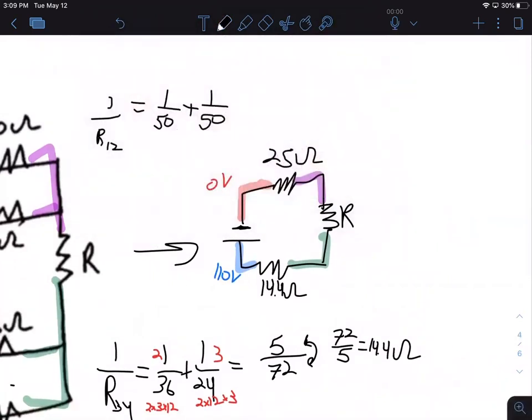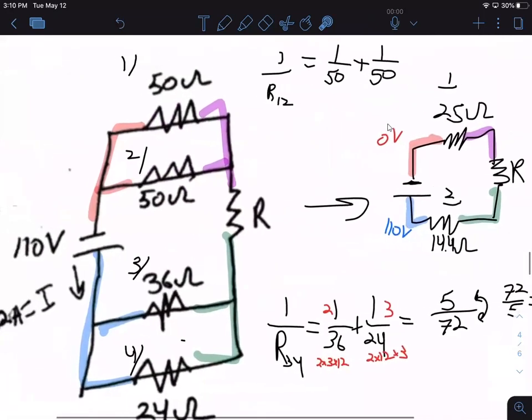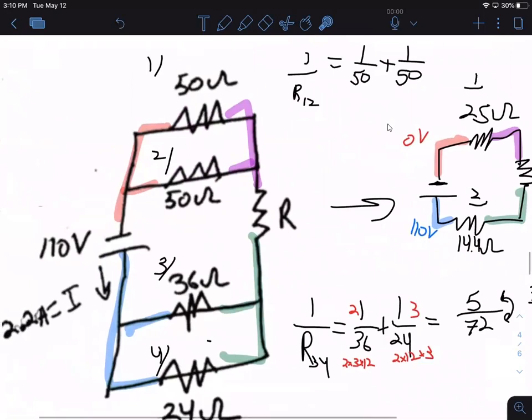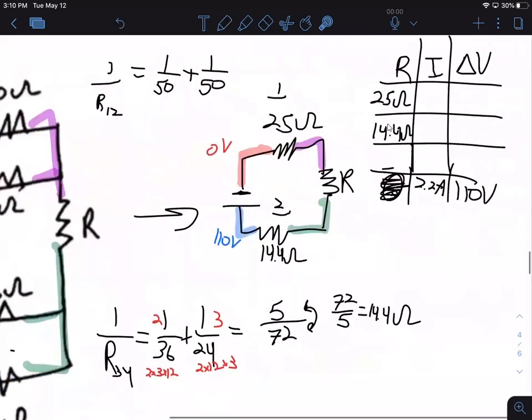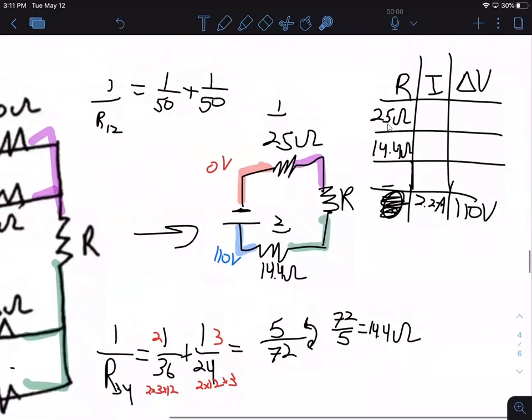We'll draw the table with what we've got here. Alrighty, so I've got my table. I've got my 25 ohms, my 14 ohms, and my battery down here. Battery is a 110 volt battery. And I realized they tell me the current coming out of the battery right here, 2.2 amps. So I've added that as well. And let's draw that current, see what it's doing in our new circuit here.